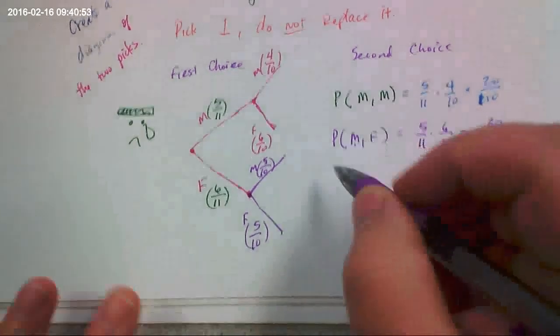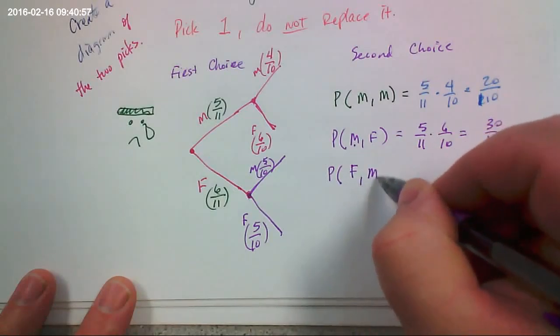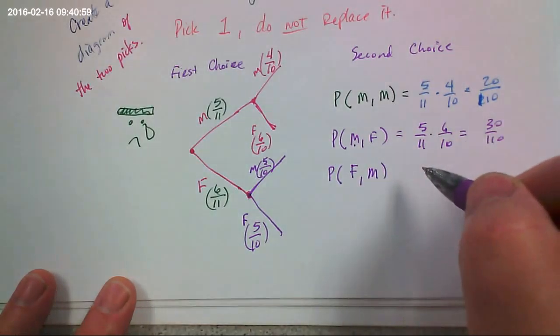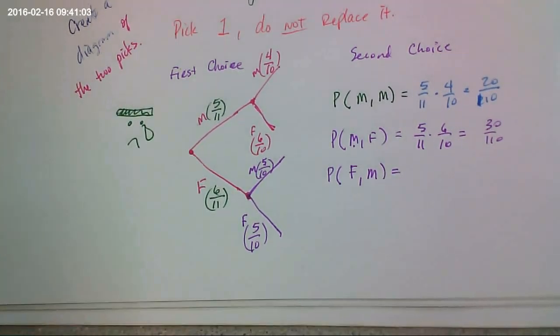All right. What's the probability that the first one's female? You okay? You don't look okay. You're dying. We're all dying.